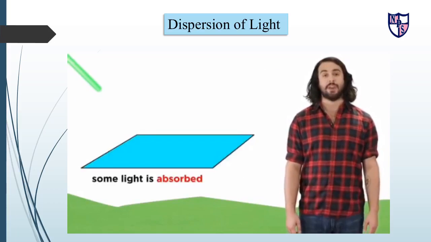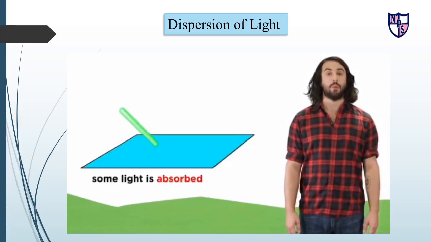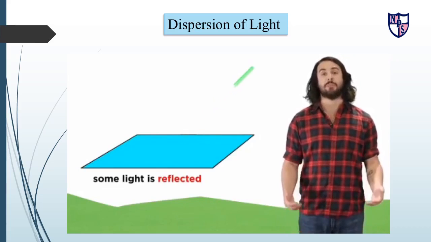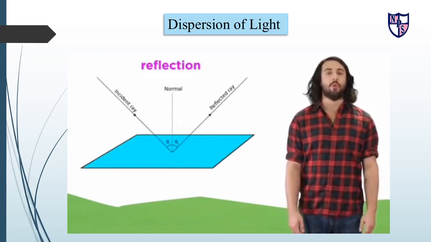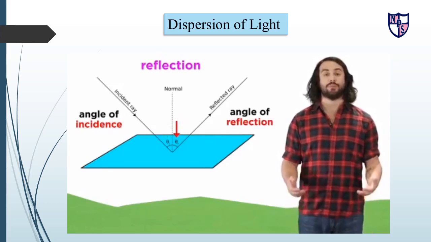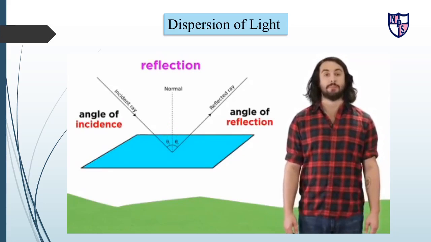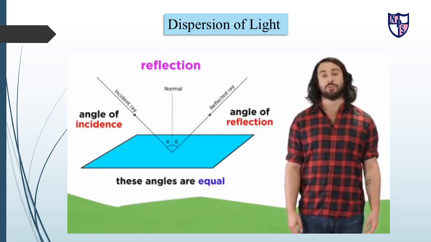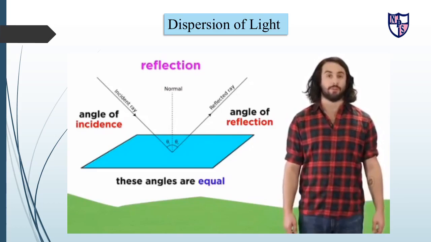Well, as it happens, most illuminated surfaces will absorb some light and reflect some light, depending on the material's properties. When reflection occurs, we can always define an angle of incidence and an angle of reflection, where the angles can be measured with respect to a vertical line perpendicular to the reflecting surface. And these angles will always be equal to one another.